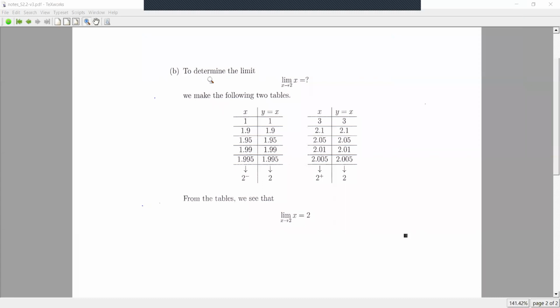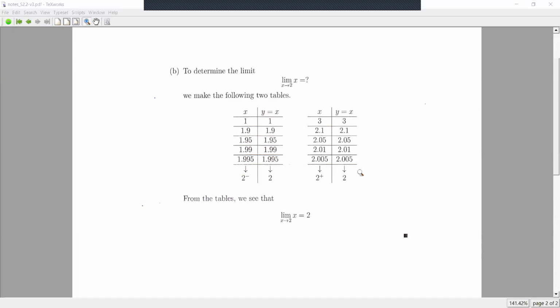Similarly, to find the second limit, I make two tables. In the first table, I let x approach 2 from the left-hand side by taking these points. When x is 1, function value is 1. When x is 1.5, function value is 1.5. When x is 1.95, function value is 1.95. So when x approaches 2, function value approaches 2.